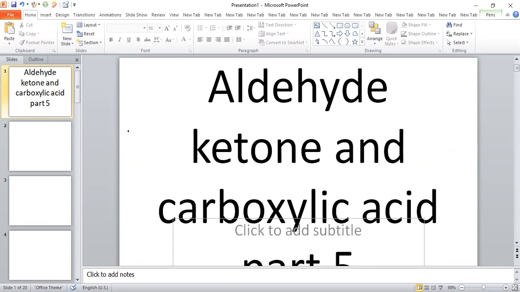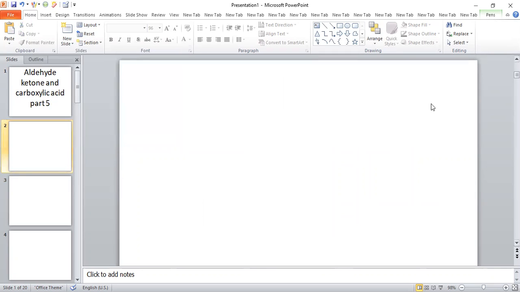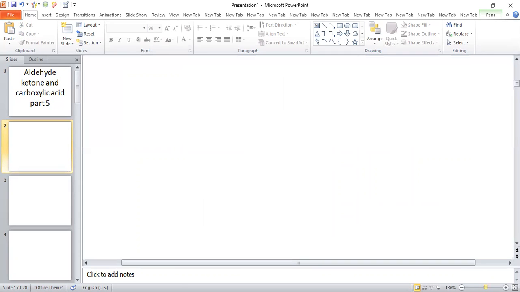So basically we are discussing our new chapter, which is aldehyde, ketone and carboxylic acid. So today we are going to discuss some more methods for the preparation of aldehyde and ketone. Now see what happens. As you people know, the reaction which we are going to discuss for the preparation of ketone is basically decarboxylation of beta keto acids.